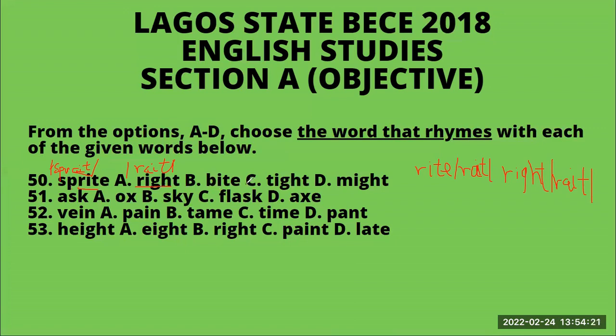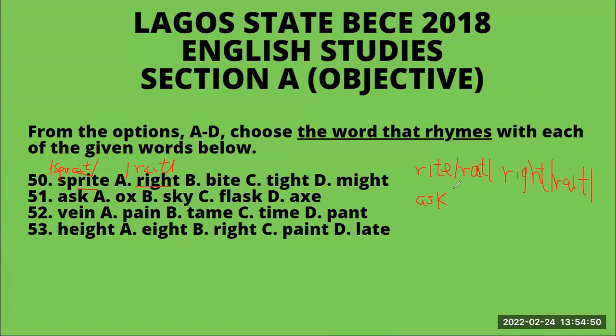So that is what makes it a rhyme. Then all others are different. We have "bite," not the same as "right." "Bite," "tight," "might," all right? The difference here is R. So it is "right" that rhymes with "sprite." Question number 51, "ask." We are looking for "ask." Now "ask" has the short A sound.